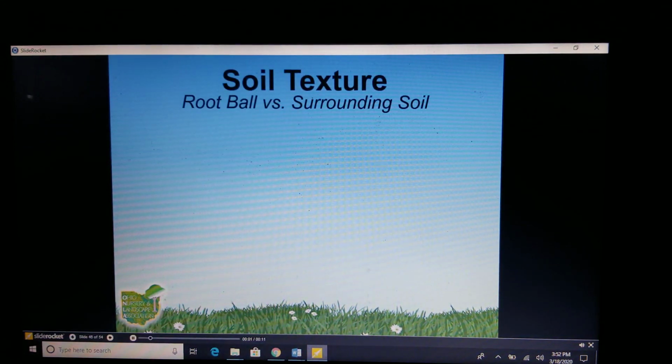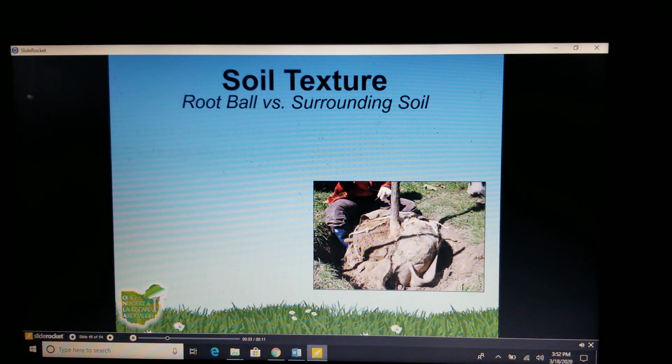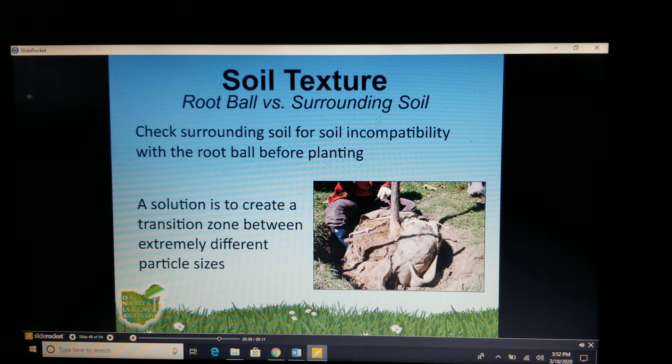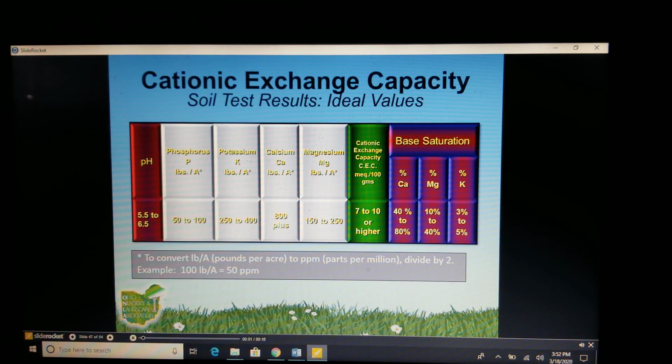Root balls should be examined to make certain there is not a soil incompatibility issue with the surrounding soil. To solve this problem, create a transition zone using organic matter. The physical quality of clay may cause us to conclude that clay is bad. But is it? To answer, we need to explore cationic exchange capacity and why it's important. Soil test results show the cationic exchange capacity, CEC, of the soil.